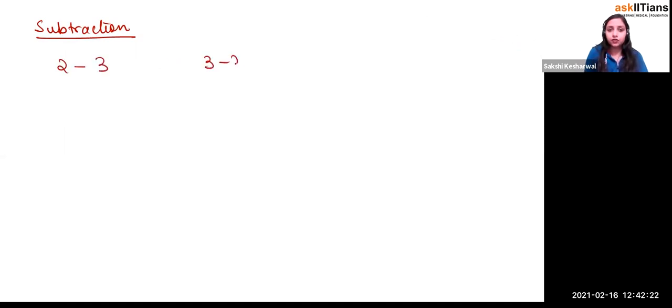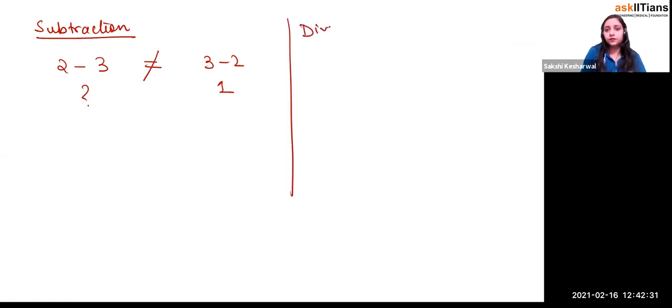So let's take an example for subtraction. Let's be a little fast. For subtraction, if I write 2 minus 3 and 3 minus 2, are they the same? Right now you don't know the answer to one, but you know the other. So they are not the same. They are not equal.